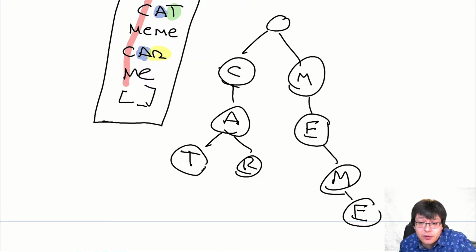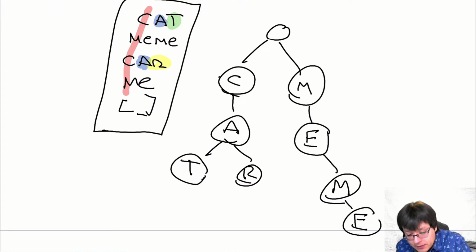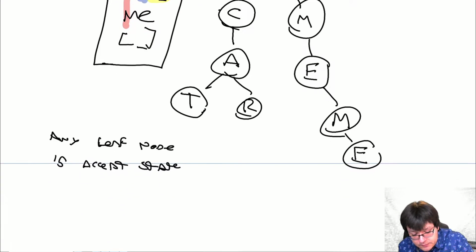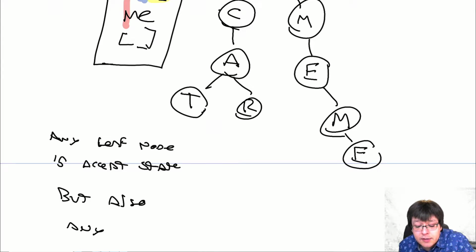So I can create a child node that is an accept state for whenever things are accepted. So for example, when I have car, in addition to it being a leaf node, I can go ahead and say that any leaf node is an accept state, but also any node with an accept state.